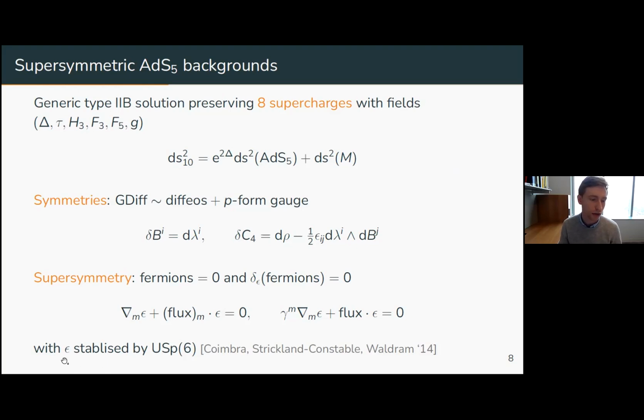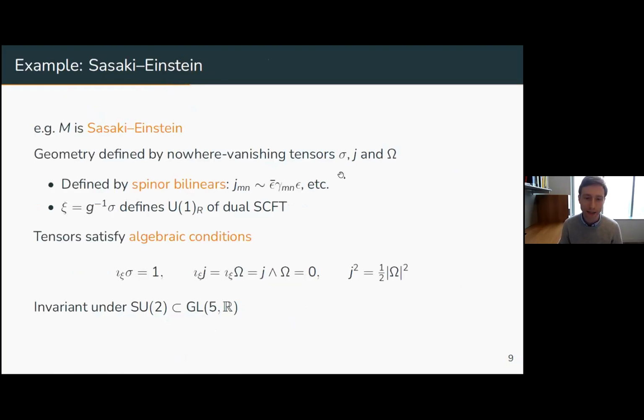One is just the existence of a nowhere vanishing spinor that I've called epsilon here, and that's going to be stabilized by a USp(6) group. The vanishing of the supersymmetry variations then gives you differential conditions on this nowhere vanishing spinor. And these are usually known as the Killing spinor equations. So in a very simple example, in the case when you only have metric and 5-form flux, this gives the internal manifold a Sasaki-Einstein structure. And the geometry of the Sasaki-Einstein can be defined by some nowhere vanishing tensors, a 1-form sigma, a 2-form J, and another 2-form omega.